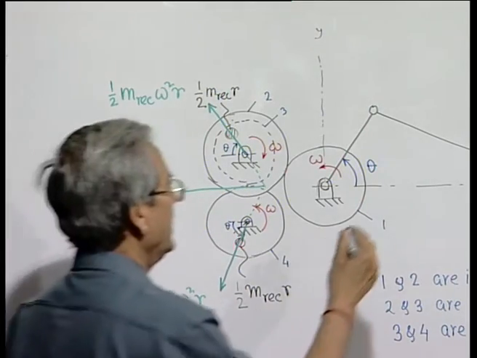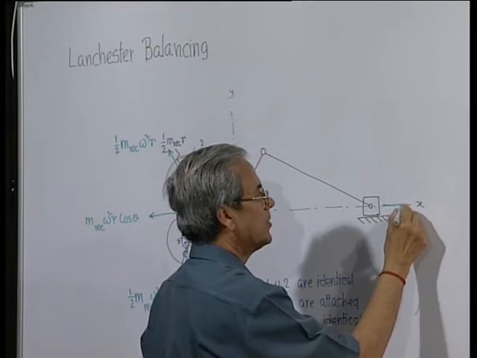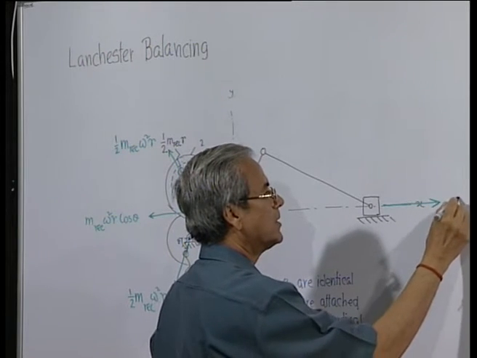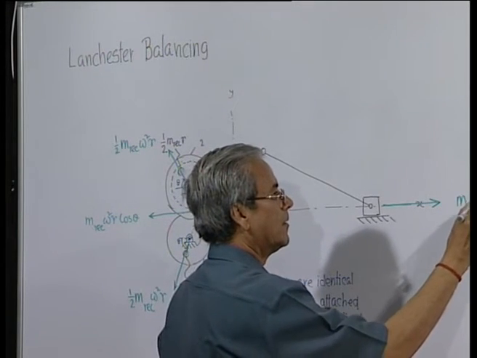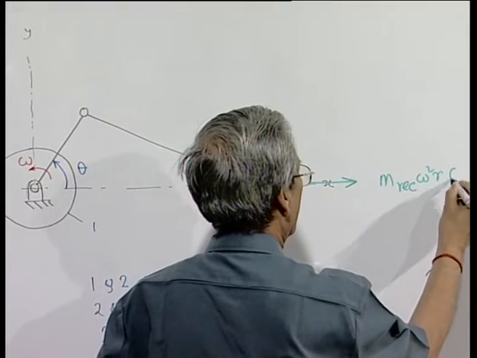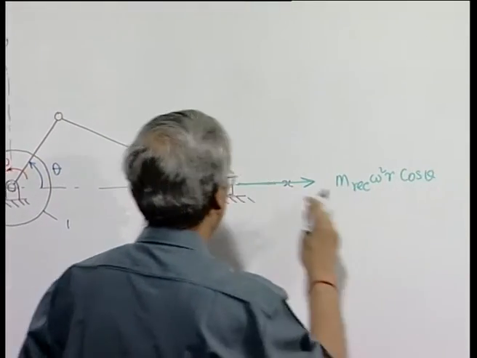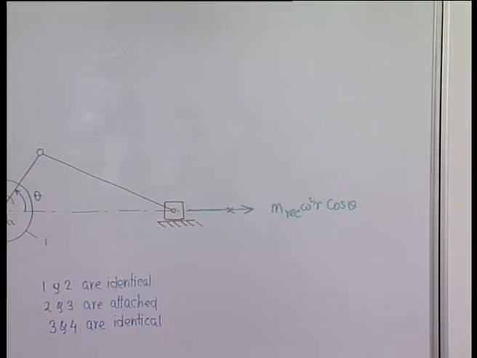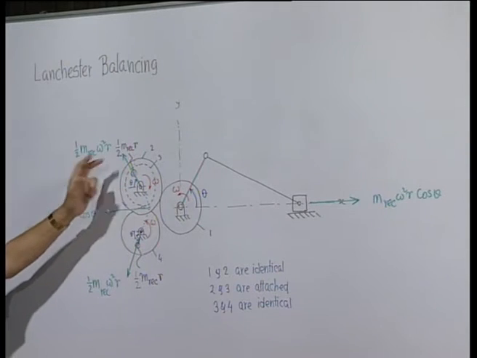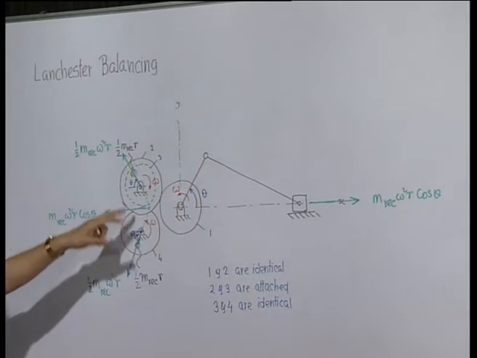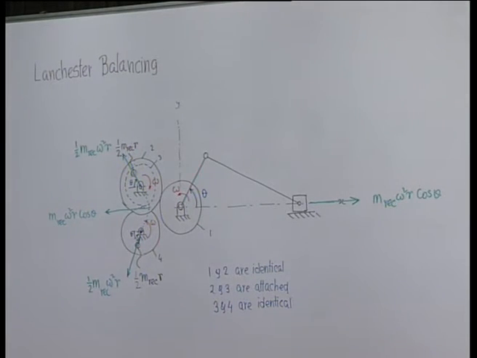This has produced at this instant a force, so this unbalanced inertia force generated by the slider and the resultant of the unbalanced centrifugal force produced by these Lanchester balance masses placed here will neutralize the effects of each other.